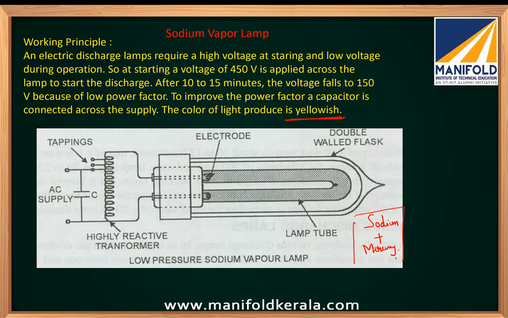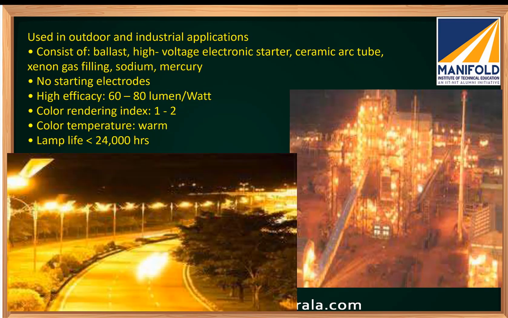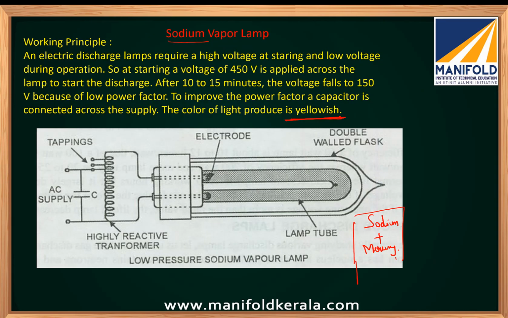So sodium lamps produce yellow light. Understand? Used in outdoor and industrial applications. It consists of a ballast, an igniter. An igniter is required for sodium lamps, and a ceramic arc tube. So what are the gases that are present in the arc tube? Three gases: sodium, mercury, and the inert gas is xenon.